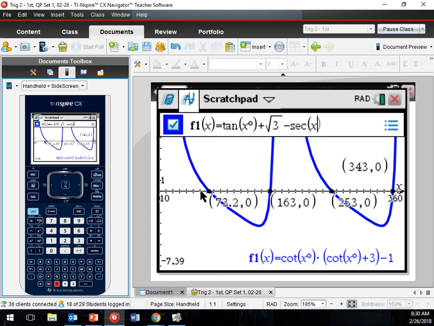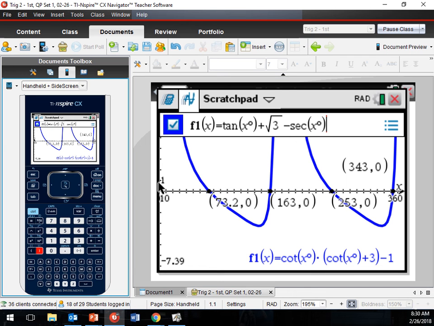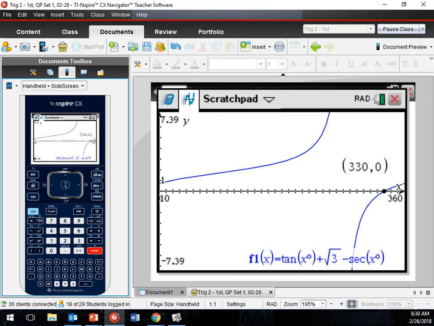x. Enter. For degrees. There we go. Right there. 330. And it's on our unit circle. What the calculator does is it's still looking for zeros. So if you get a zero that's near one of your former zeros from the previous problem, it's already going to pop up for you. Okay? So, this one right here, we're going to have 330.